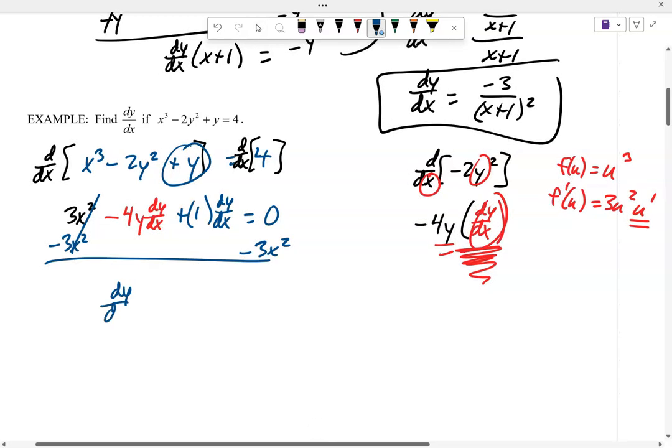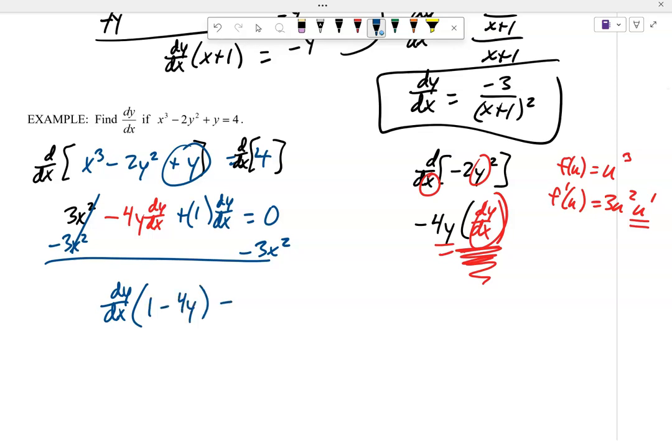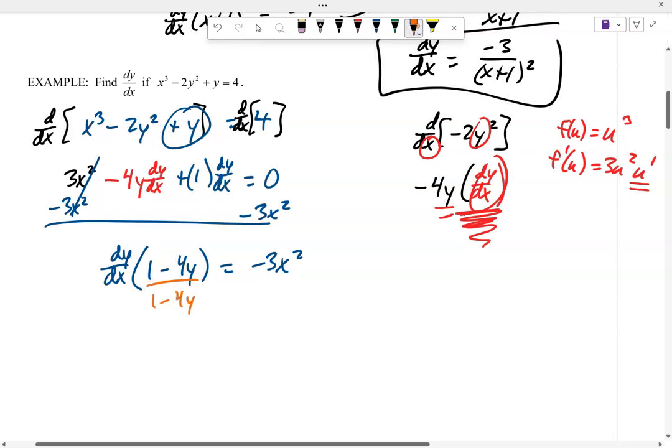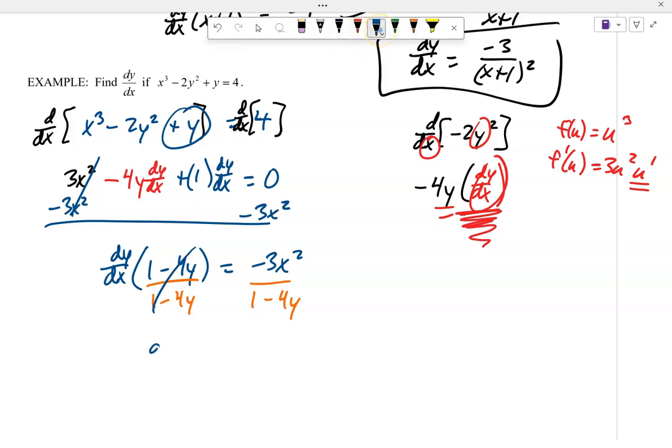So I want to get dy/dx all by itself. So I have negative 4y plus 1, or 1 minus 4y, over here. I've got a negative 3x squared. See how I can now solve for dy/dx by dividing both sides by 1 minus 4y. And so the derivative dy/dx ends up being negative 3x squared over 1 minus 4y.